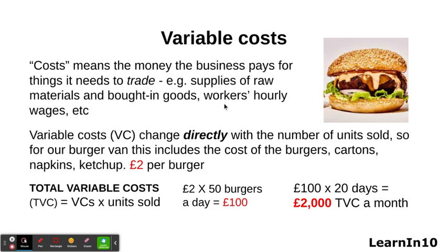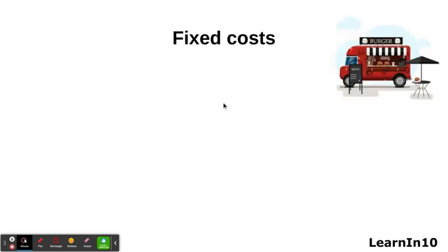This is really important as well. Remember that workers' hourly wages would be a variable cost of trading, because in busy patches, busy times of the week or the day, it's likely that more of these workers will be needed to serve customers and to physically operate that business in order to get these products out to customers. So yes, they are linked to sales. They're going to change directly by selling more units of output. So that's something that students often seem to overlook.